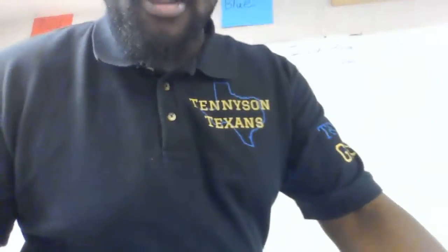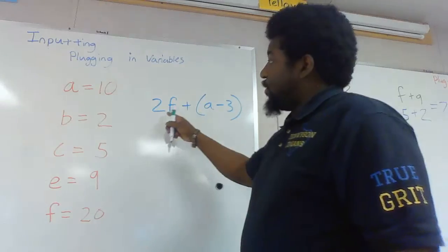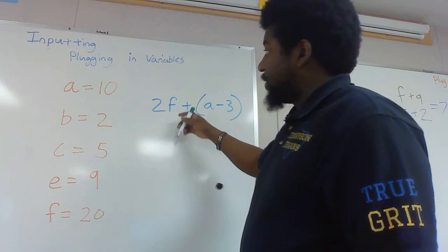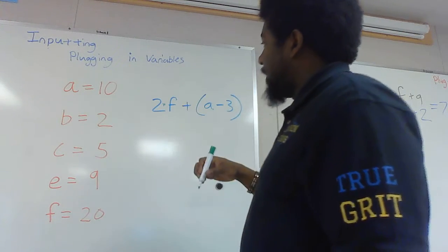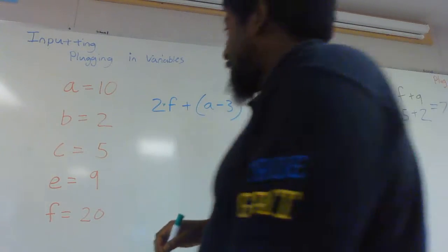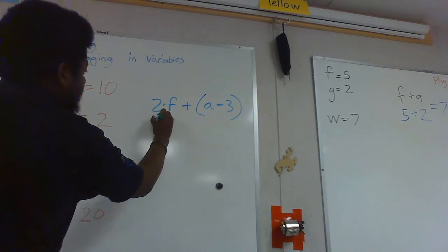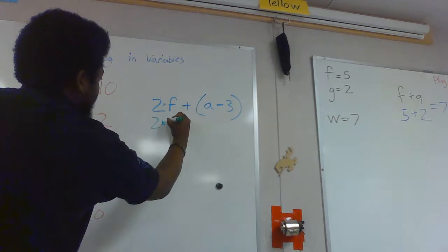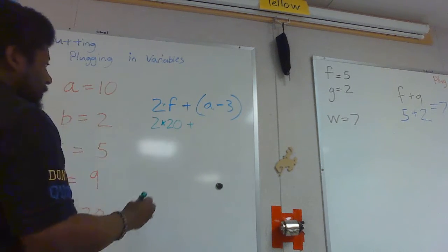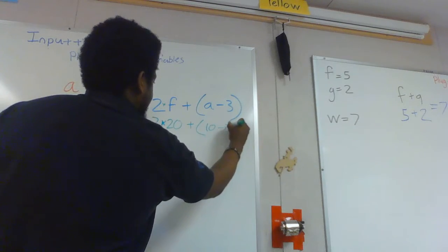Let me move my computer over just a little bit so I can show you this last one we have over here. This last one is a little bit trickier. It's 2F. Those are next to each other, so that actually means 2 times F plus A minus 3. Again, I'm going to plug in my values first. F equals 20. 2 times 20 plus my parenthesis 10 minus 3.